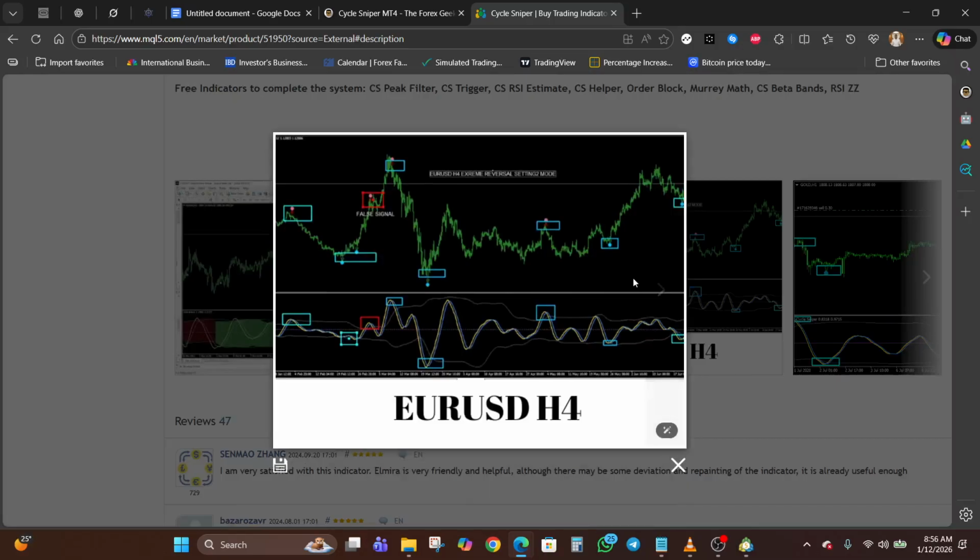Going to the chart, we can see that the indicator helps you to identify, to point out the possible highs and lows on the chart. So if you are a reversal trader, you like to trade reversals, this indicator can come in handy.